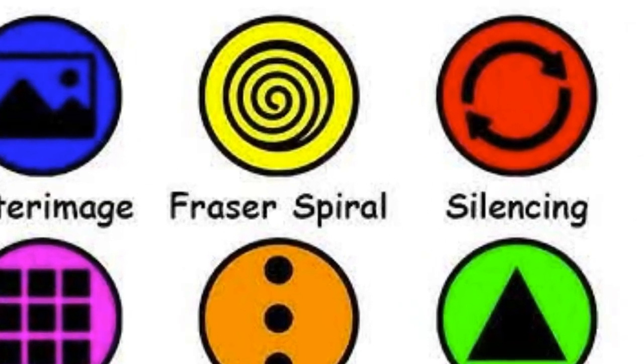Number 18. Fraser spiral. The Fraser spiral, also known as the false spiral, tricks us into seeing a spiral where none exists.